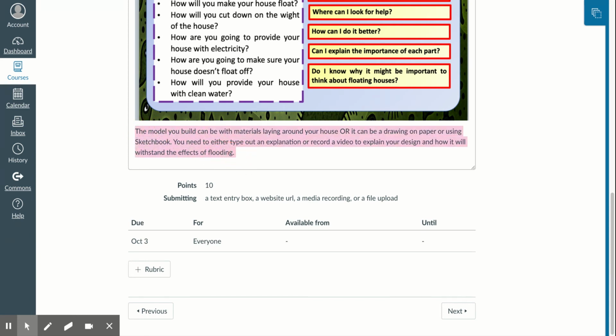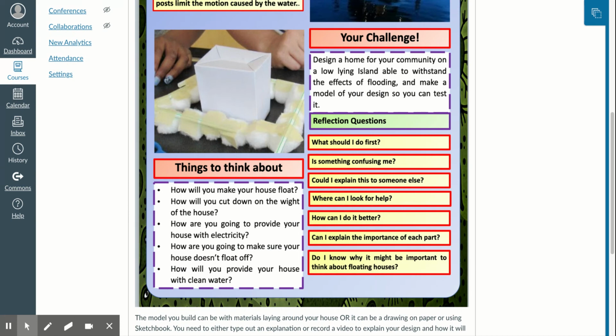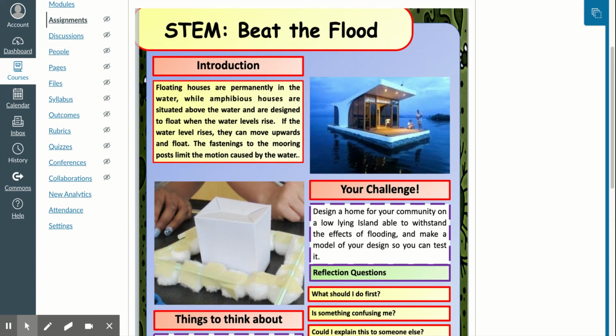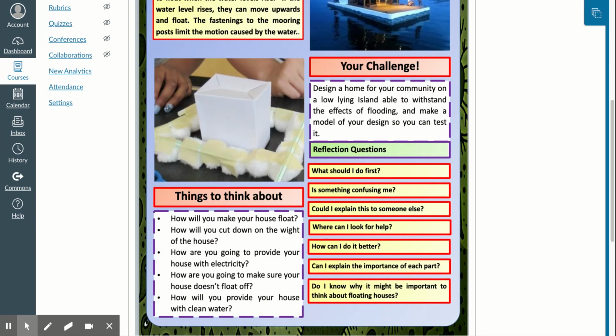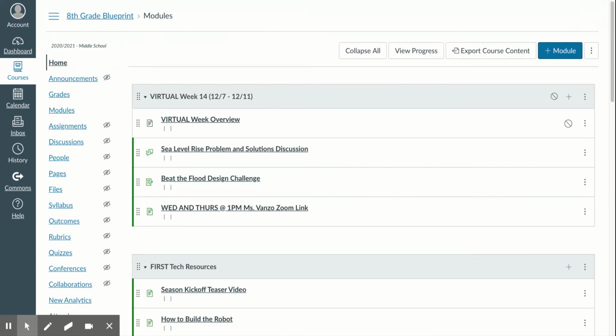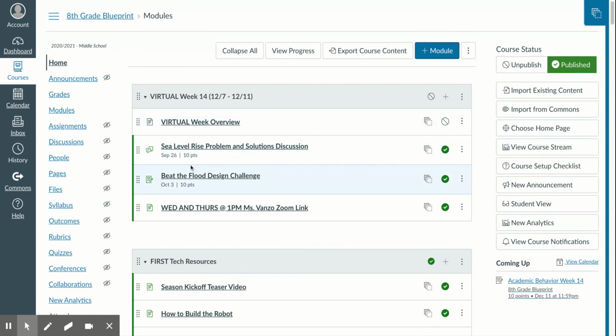The model you build can be materials laying around your house, or it can be a drawing on paper, or you can use your iPad to use Sketchbook. But you do need to either type out an explanation or record a video to explain your design. So one of the two, either record a video or write a paragraph that explains your design and how it would withstand sea level rise. So those are your 2 assignments this week: learning about sea level rise, designing a house to solve it.